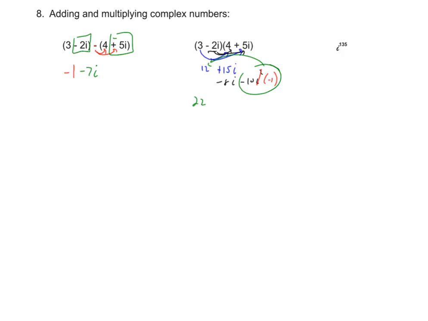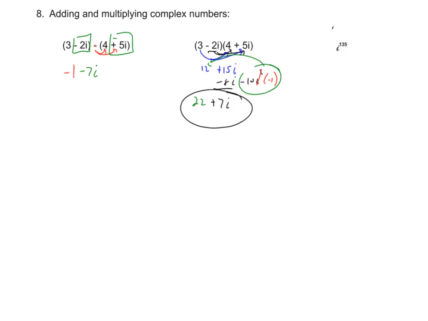And what do you have for your imaginary part? 15 negatives. I'm doing it right here, right? Or I'm sorry, 15 positives and 8 negatives leaves me 7 positives. 22 plus 7i is the value of that.